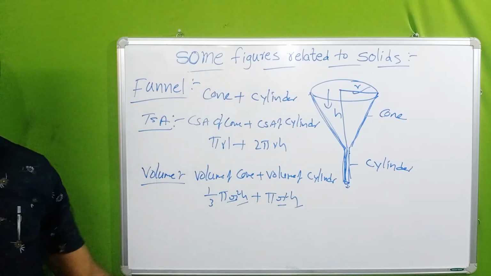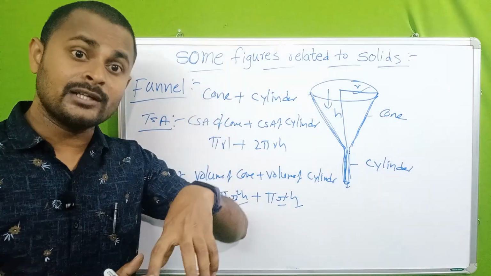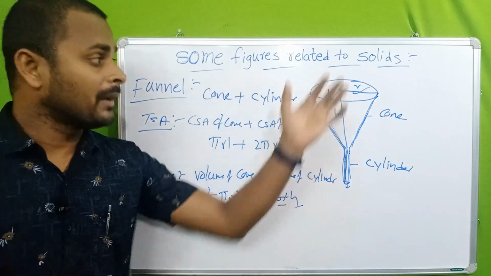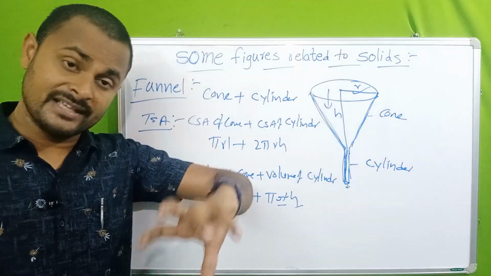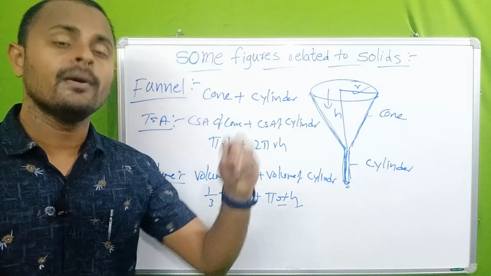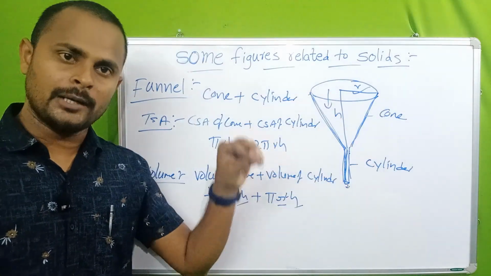Understand? So these are the different shapes relating to mensuration solids. By using these concepts, we have determined the surface area of an object, and at the same time the volume of the object also.